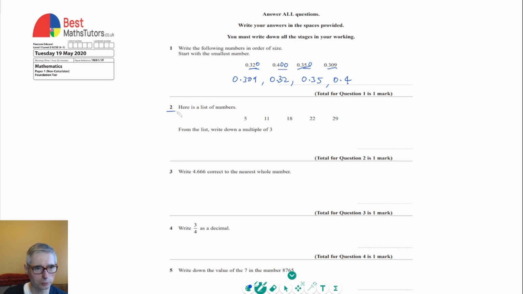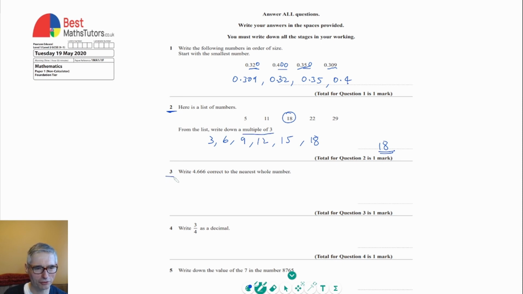So for this second one, we've got a list of numbers, and from this list we've got to write down a multiple of 3. And a multiple of 3 means that it's got to be a number that would be in the 3 times table. So if I was unsure, what I could do is write out the 3 times table. So I could go 3, 6, 9, 12, 15, 18, and we can see now we've landed on one of the numbers that's in our list, so 18. So I'm going to write down 18 as the answer to that one because 18 is a multiple of 3.